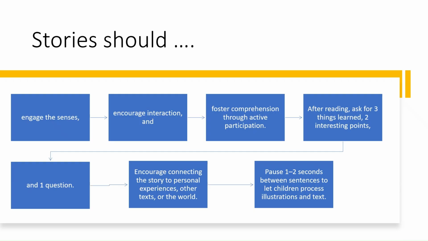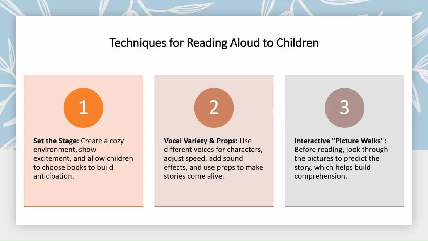Stories should engage the senses, encourage interaction, and foster comprehension through active participation. After reading, ask for 3 things learned, 2 interesting points, and 1 question. Encourage connecting the story to personal experiences, other texts, or the world. Pause 1 to 2 seconds between sentences to let children process illustrations and text. Techniques for reading aloud to children.